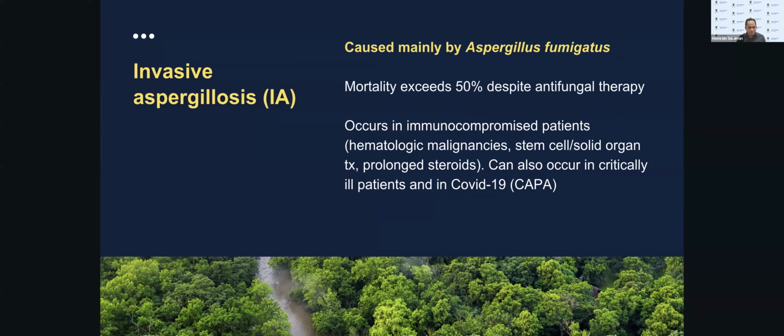So what is IA? IA is invasive aspergillosis. It is caused mainly by A. fumigatus. Again, the mortality is high, exceeding 50% despite antifungal therapy, and it occurs primarily in immunocompromised patients. But lately, we are also seeing IA in critically ill patients, especially ventilated patients, and in COVID-19 patients who are receiving systemic steroid therapy.